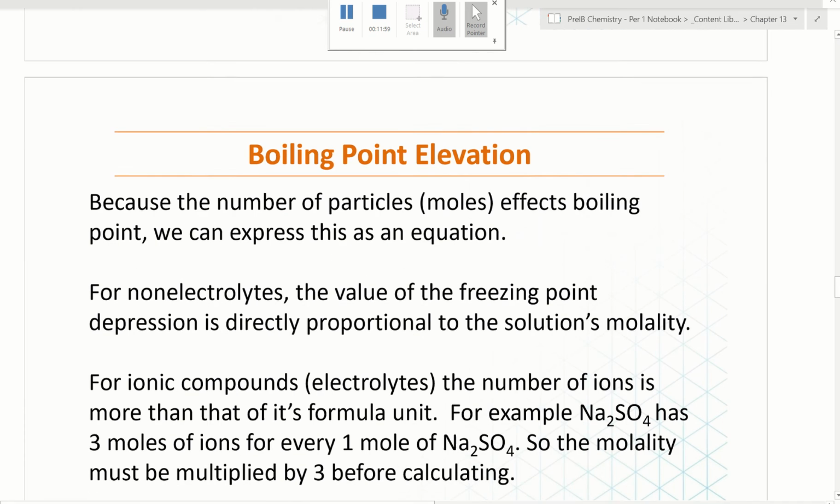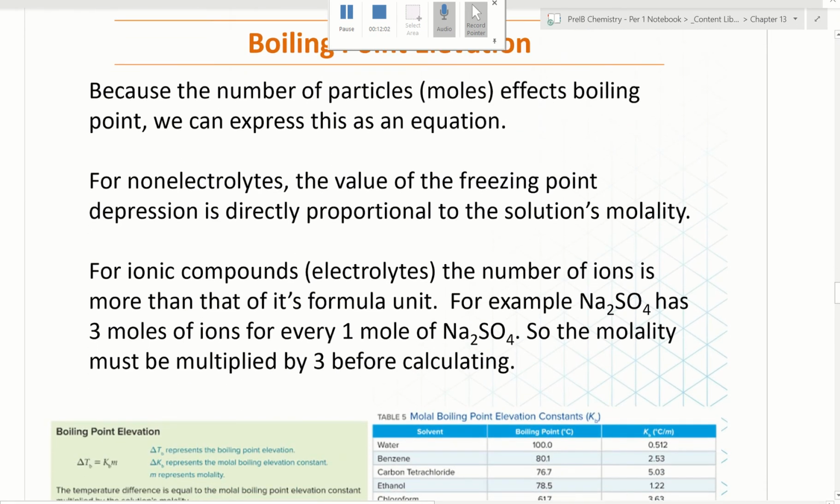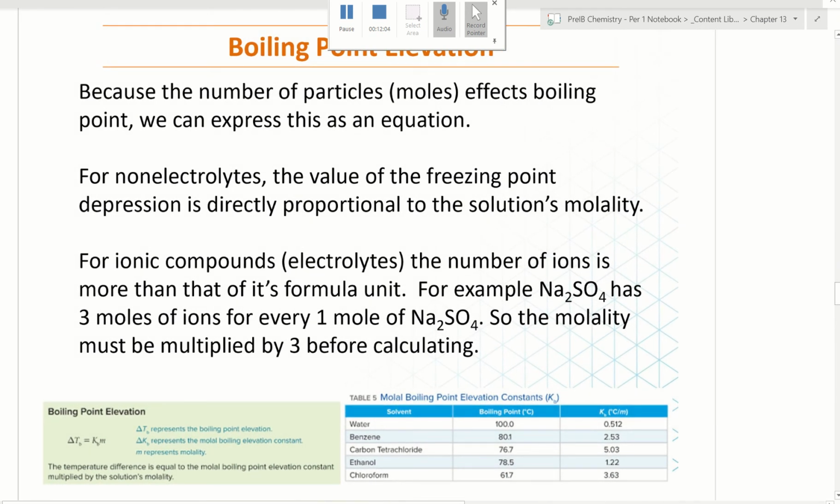Well, when we look at the number of moles, we can actually put this into an equation, and we can say that the change in temperature is going to be equal to a constant, we're going to call it the boiling point elevation constant, times the molality. Remember, molality is moles of solute over kilograms of solvent. All right, so moles of solute over kilograms of solvent.